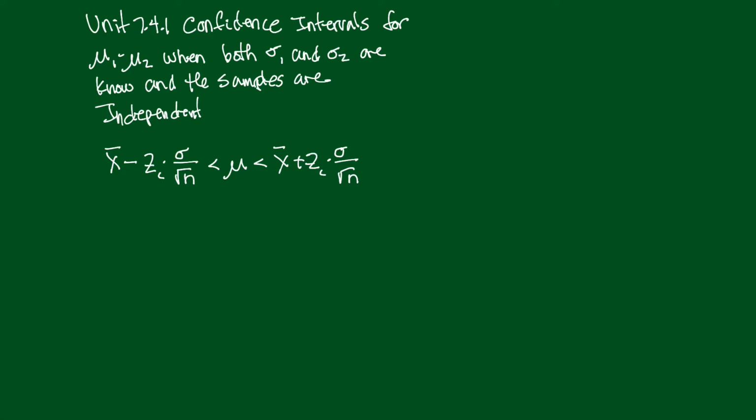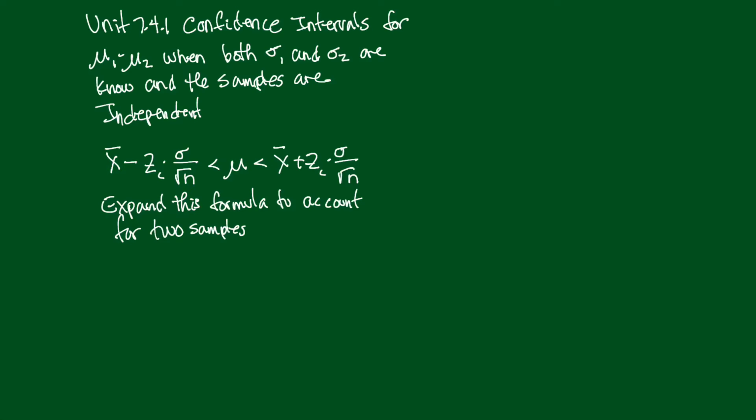And what are these? These are the sample means plus or minus the z value, which is the critical value that's determined by our level of confidence, and sigma over the square root of the sample size. Well, now all we're going to do is just expand this formula to account for 2 means and 2 standard deviations. And here it is.